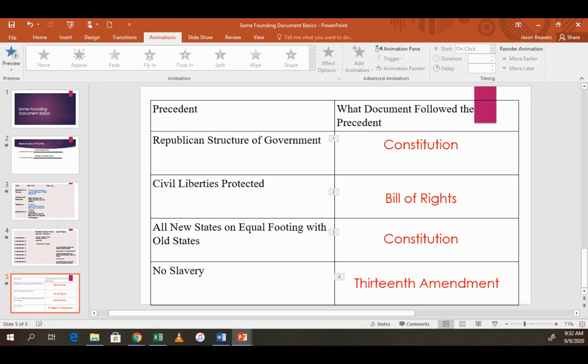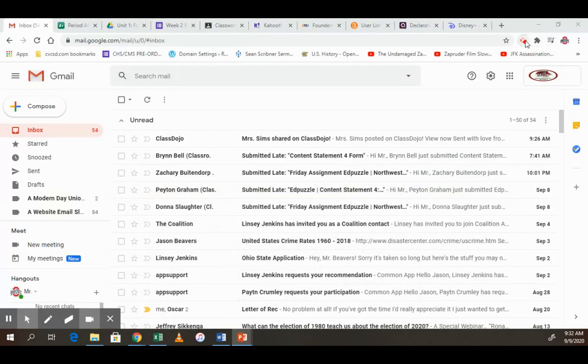Thank you. Have Mr. Beavers explain all of these things that are on the screen right now. But basically, this is how Mr. Beavers is trying to connect the Northwest Ordinance to the Constitution and Bill of Rights. Okay. Thank you for coming to my TED Talk.